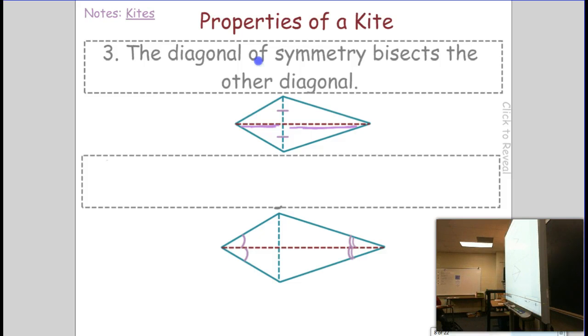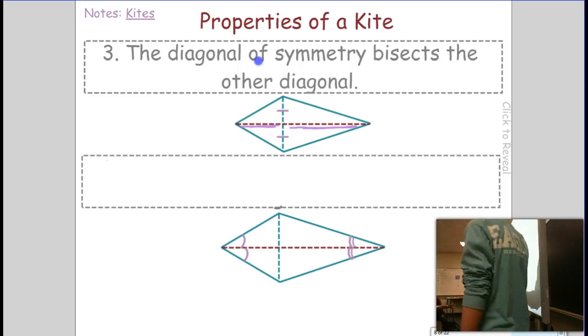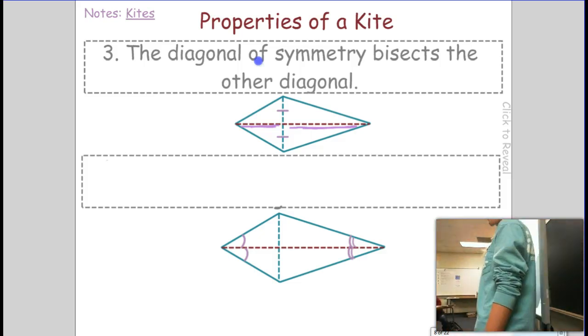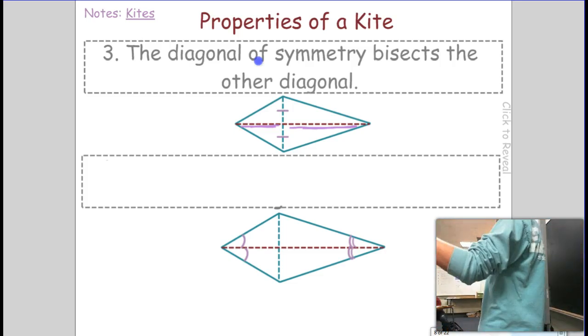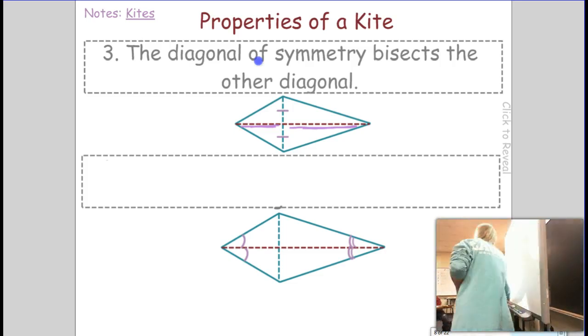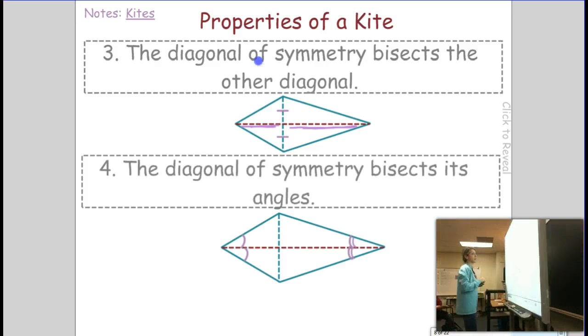Likewise, one of the diagonals is going to, what is this picture showing? Bisect the angles. One of the diagonals is going to cut the angles in half.